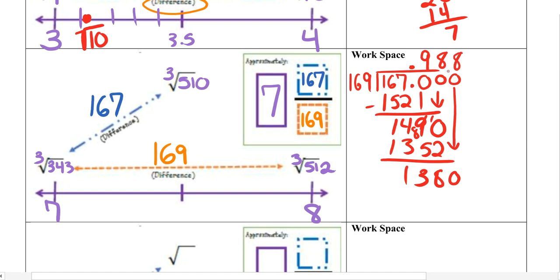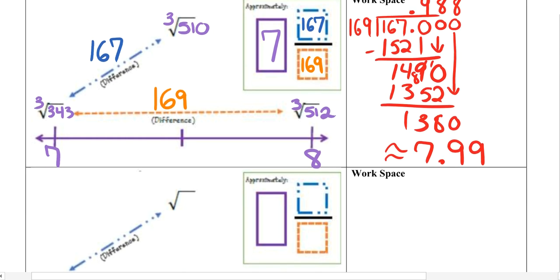Okay, so we can stop there, and I can see that this is going to round, so I would get approximately 7.99 as my location, which is obviously very close to 8, so the cube root of 510 is right before 8. Now, you might have already noticed that it was going to be that close to 8 because the cube root of 510 is really close to the cube root of 512. 510 and 512 are only 2 units apart, so you can pretty much estimate, even without doing any of this work, that that's going to be really, really close to 8.